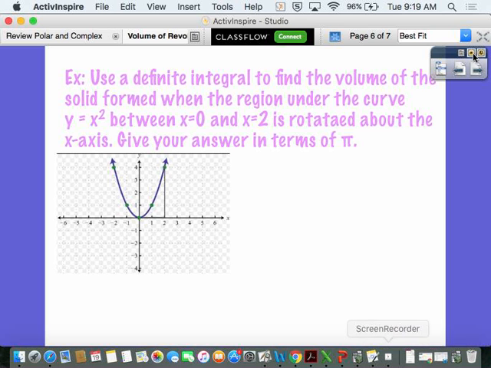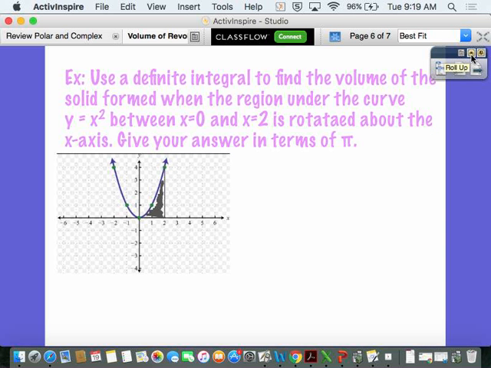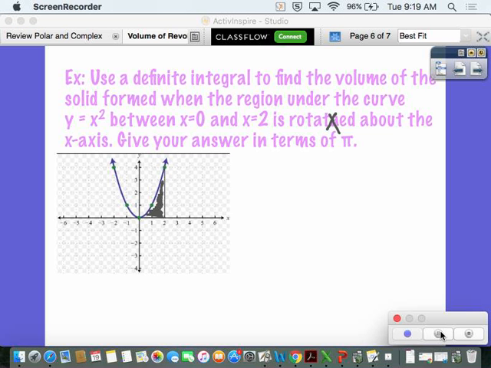You need to know the shaded region. You're going to use the definite integral to find the volume of the solid formed under the region between 0 and 2, rotated about the x-axis. And you're going to give your answer in terms of pi. I'll give you guys about 4 or 5 minutes.